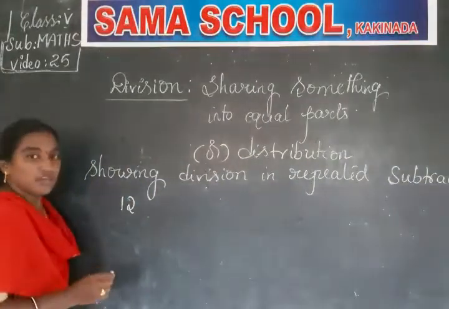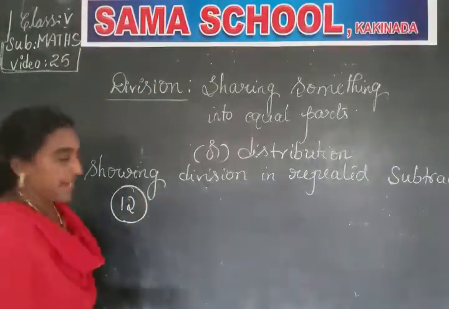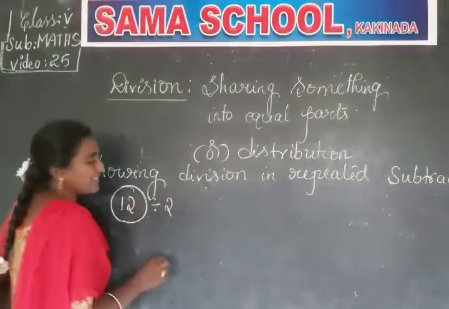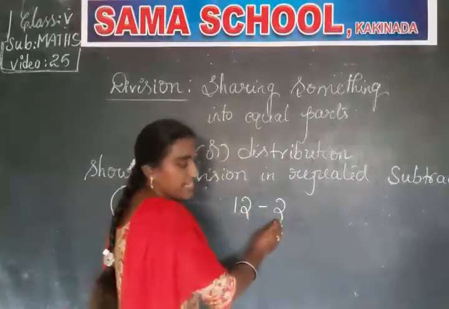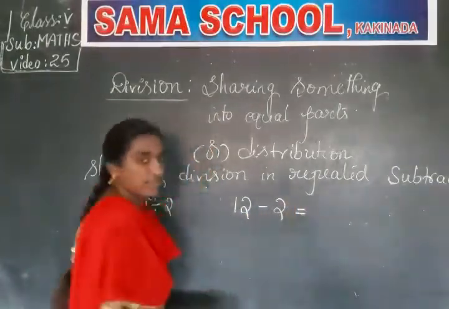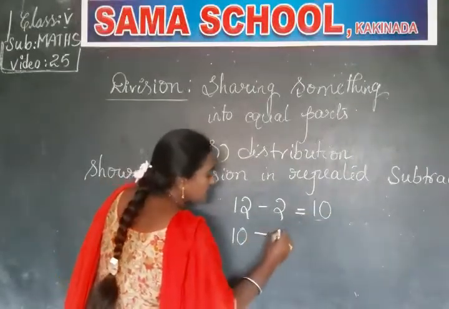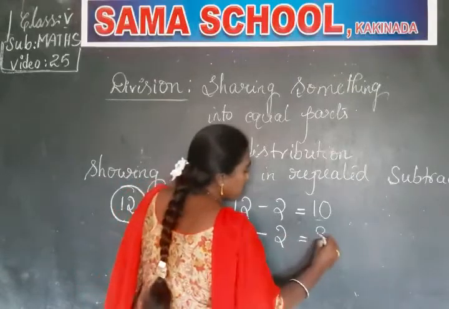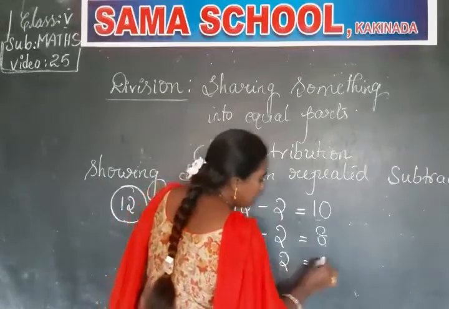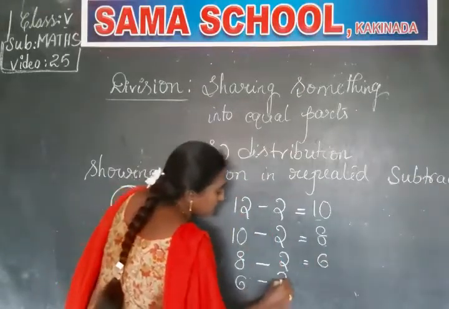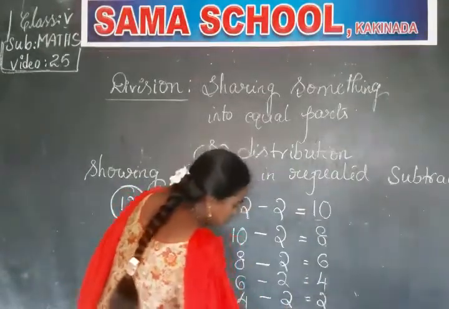12. We have to show the division as repeated subtraction. It should be divided by 2. That means 12 minus 2. 12 items are there. First we are taking away 2 objects. Then what is the remaining number? 10. Again from the remaining objects you have to subtract 2. 10 minus 2, 8. Again from 8 subtract 2. 8 minus 2, 6. Again 6 minus 2, 4. Until you get 0, you can continue the subtraction.